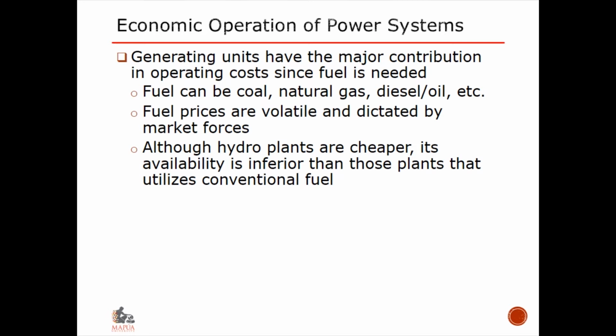Although hydro plants are cheaper because technically they don't use fuel but just depend on water, their availability is inferior, particularly in dry season, compared to those plants that utilize conventional fuel. So those conventional plants, as mentioned, like coal and natural gas, are more dependable because you have stocks of fuel that can last you for a period of time.